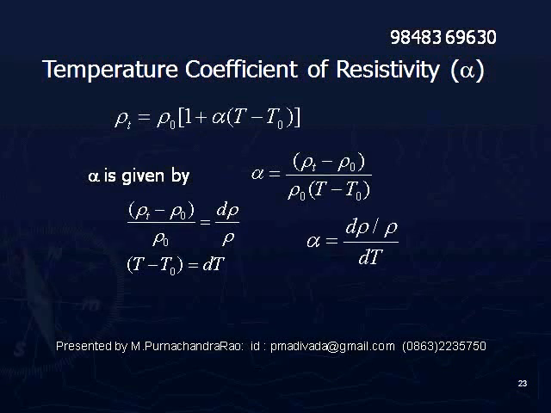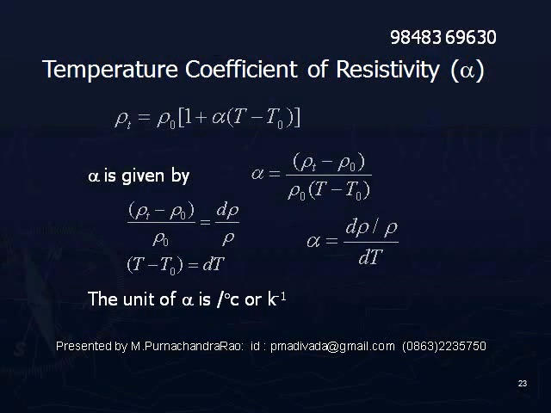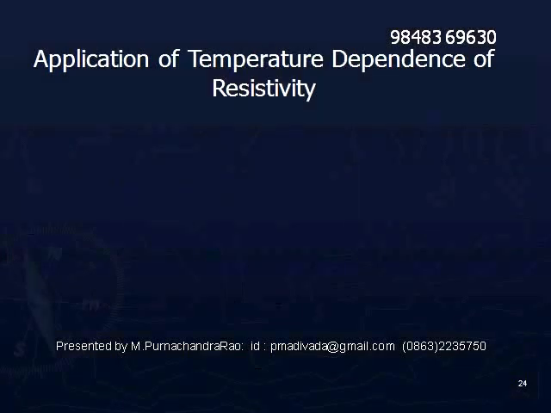Then alpha is represented by d rho by rho divided by dt. D rho by rho is fractional change in resistivity and dt is change in temperature. So this is the relation that is used for defining alpha. D rho by rho has no units. Therefore, the unit of alpha is per degree centigrade or per degree Kelvin.